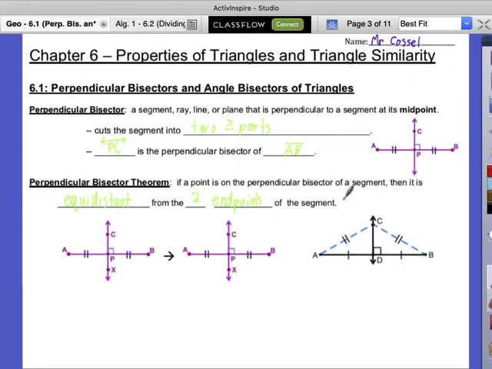So in this picture, we have the same picture we had a moment ago. See, line CP is the perpendicular bisector. Point C is on the perpendicular bisector. So according to the theorem, since point C is on the perpendicular bisector, it has to be equidistant from the two endpoints. So it has to be equidistant from both, from B and from the other endpoint. Because it's on the perpendicular bisector of the segment, it has to be equidistant from both.